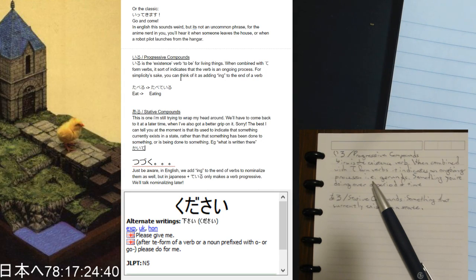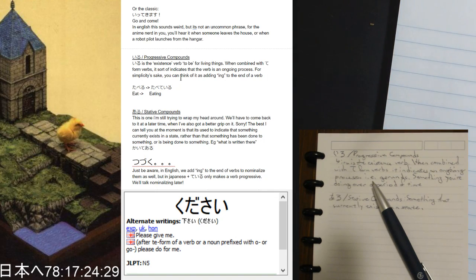Kaite. There we go. Oh, I can conjugate, I swear to God. Kaite. Kaiteiru. Kaiteiru is written there.